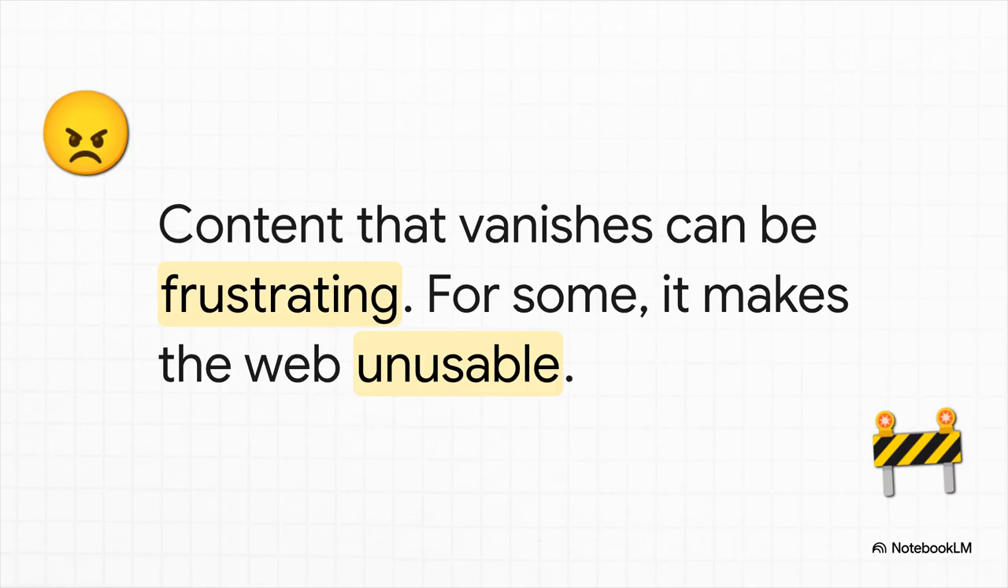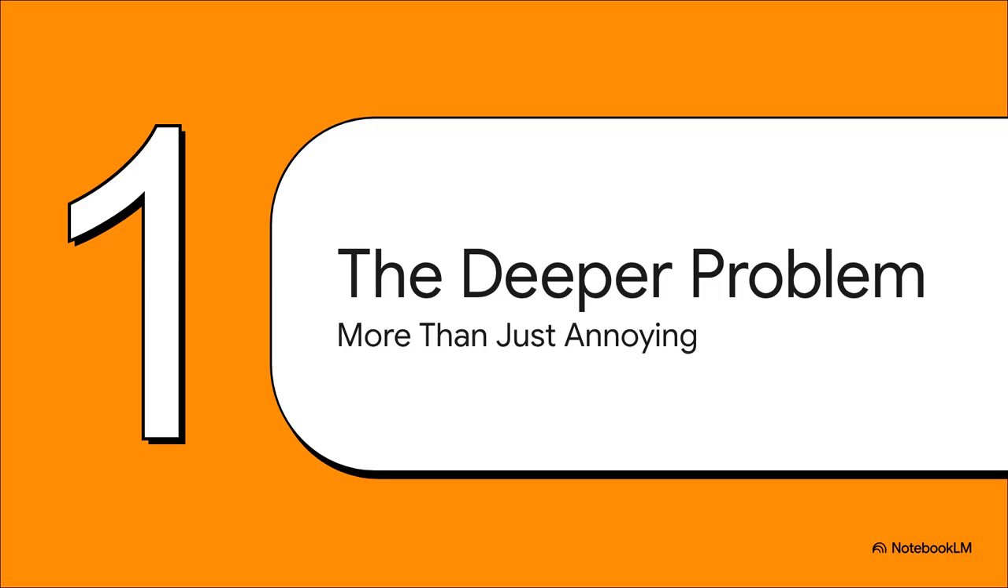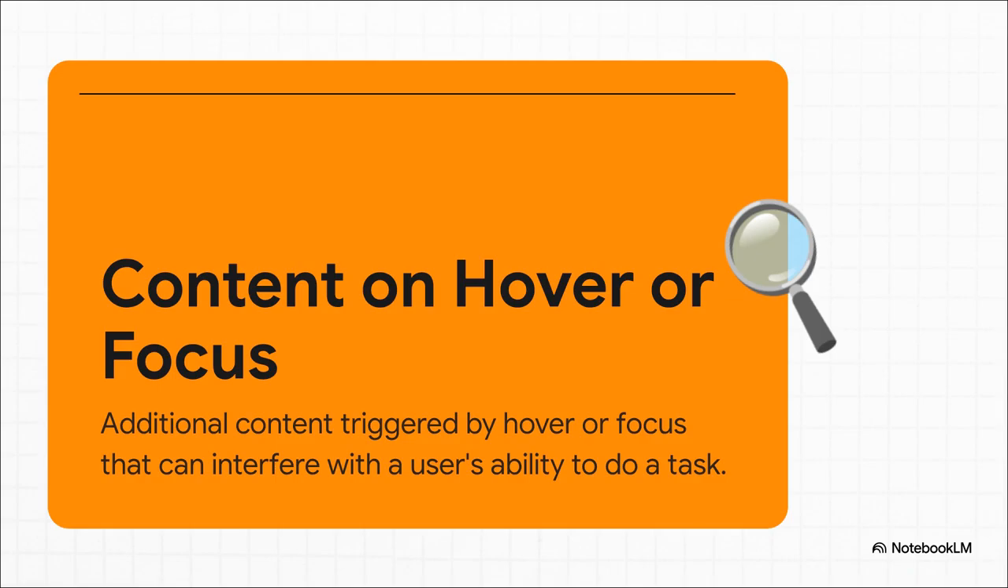It's a massive barrier. So let's get into that, because this is the core issue. We're going to look at who this really affects and why what seems like a small glitch for one person can be a total deal breaker for someone else. Now, the official term for this is content on hover or focus, but really unpredictable content says it all. We're talking about any new stuff, text, buttons, you name it, that pops up when you mouse over something and just gets in the way of what you're actually trying to do.